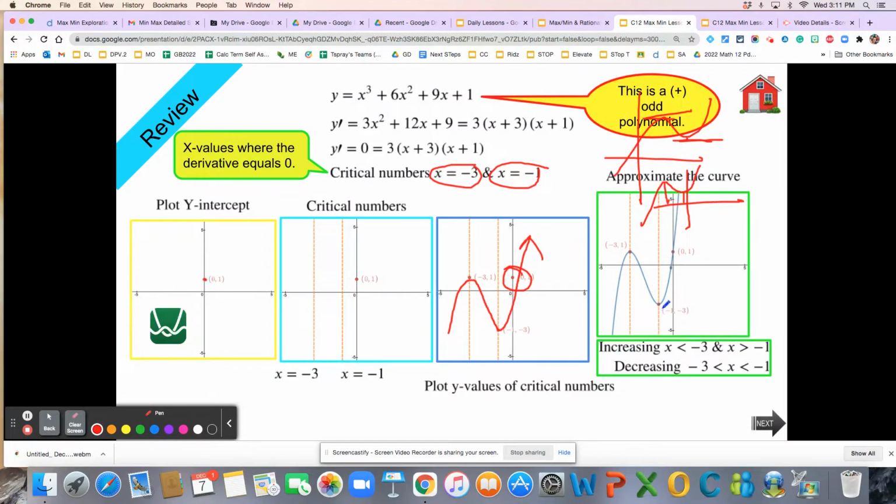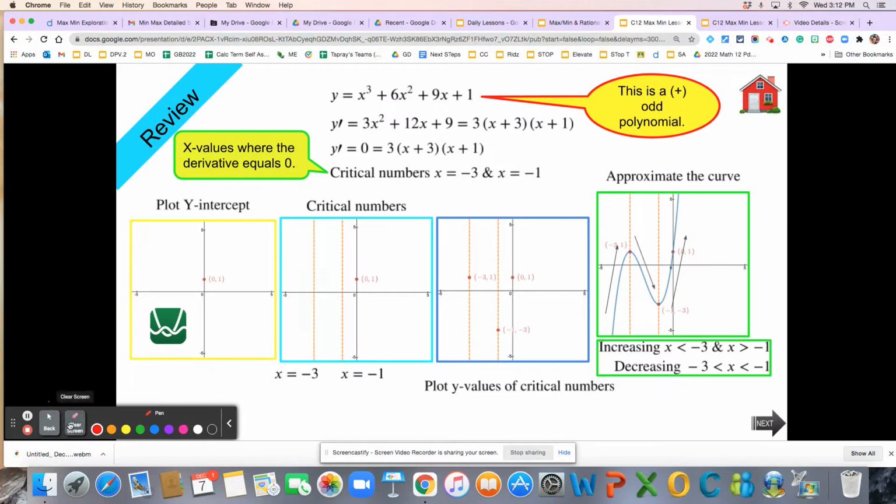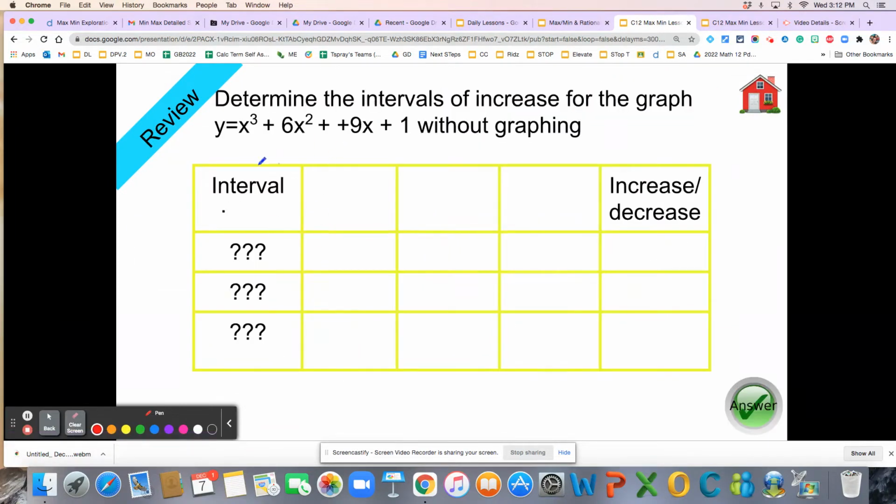And so when asked for the intervals of increase, well, it's clearly increasing before -3 and after 1, and it's decreasing in between those. So that's what I've stated there. Now what I want to do is help you see how we would do this if we didn't know that it was a polynomial function. And you're going to look at those today. So we're going to take a look at this.